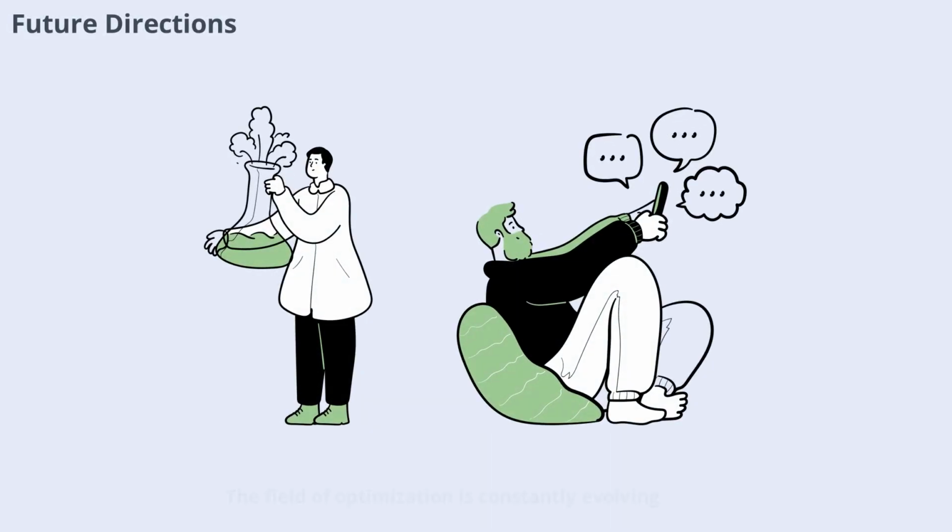The field of optimization is constantly evolving. Researchers are developing new algorithms and techniques to make gradient descent even more efficient and robust. As machine learning models grow in complexity, the importance of effective optimization will only increase.